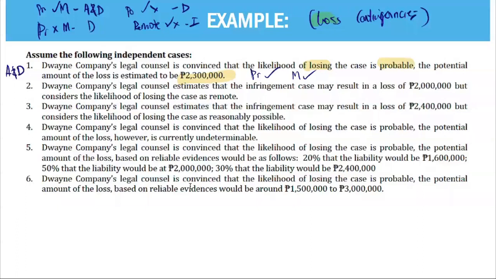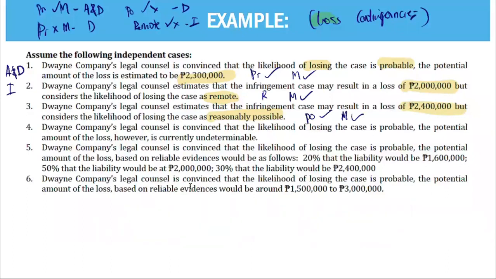Number two, Dwayne Company's legal counsel estimates that the infringement case may result in a loss of 2 million, but likelihood is remote. So it is remote but measurable. Remote, whether or not measurable, what is the treatment? You ignore. Number three, Dwayne Company's legal counsel estimates that the infringement case may result in a loss of 2.4 million, but it is only reasonably possible. So possible, measurable. Possible, measurable, what is the treatment?